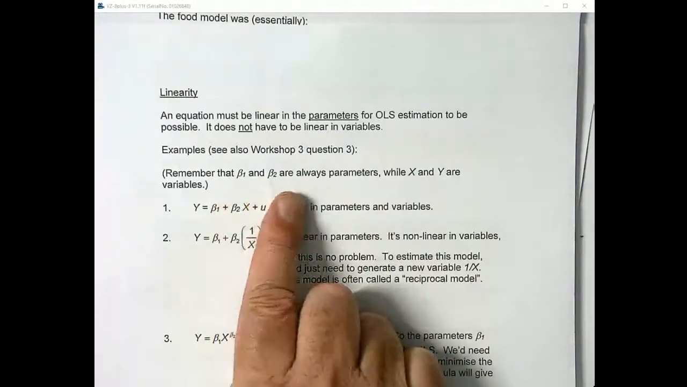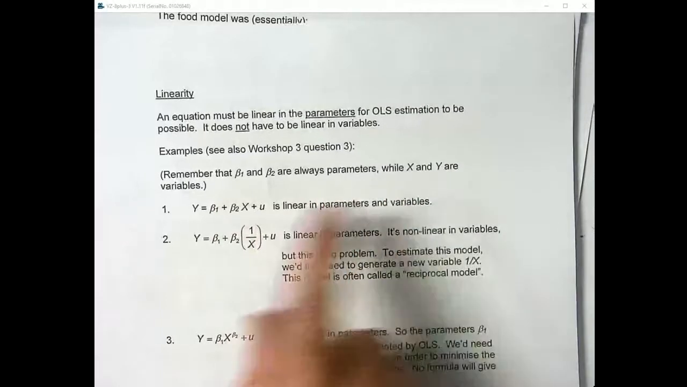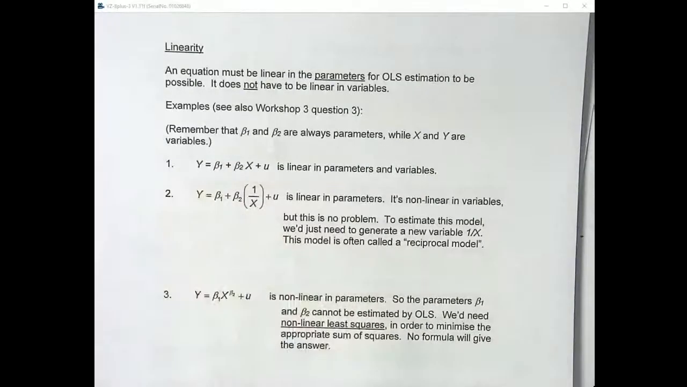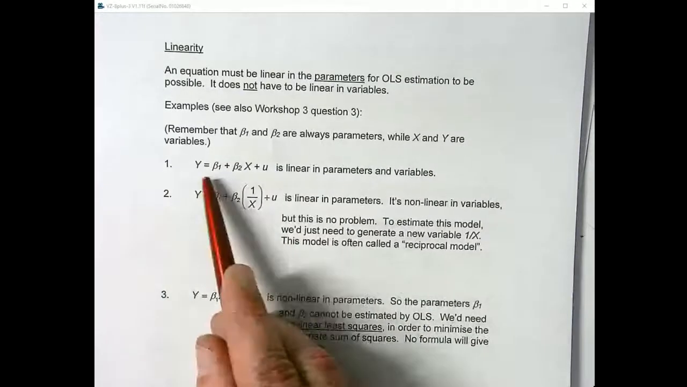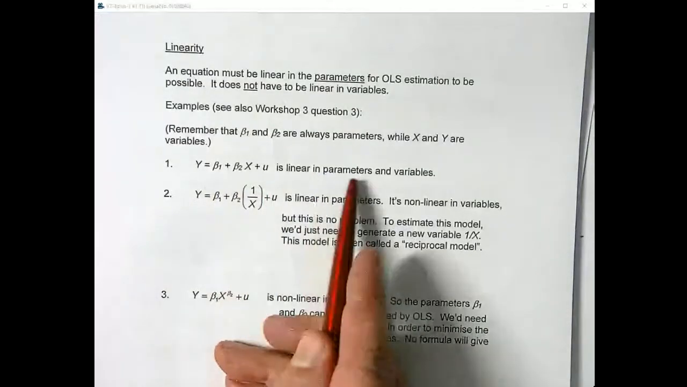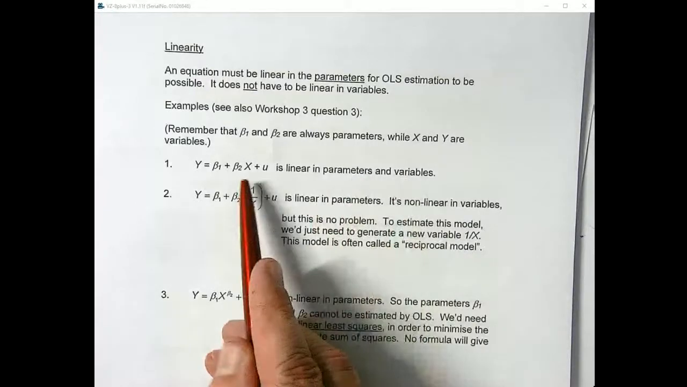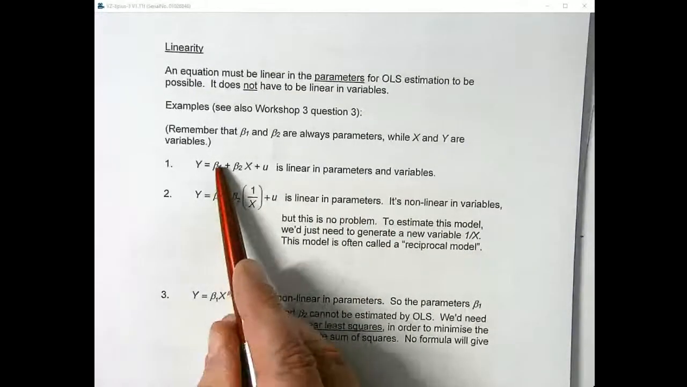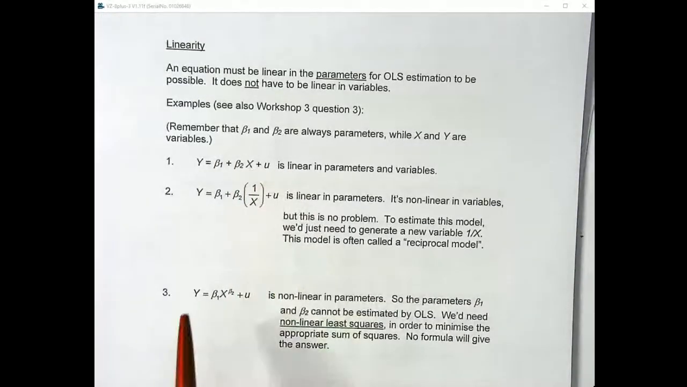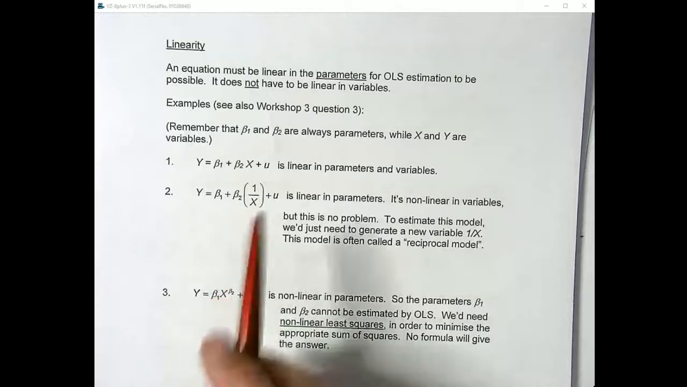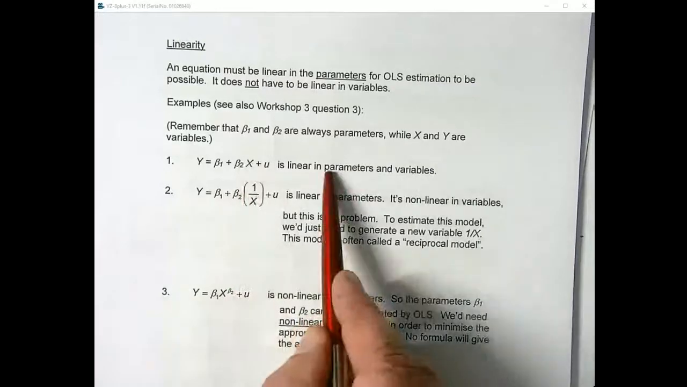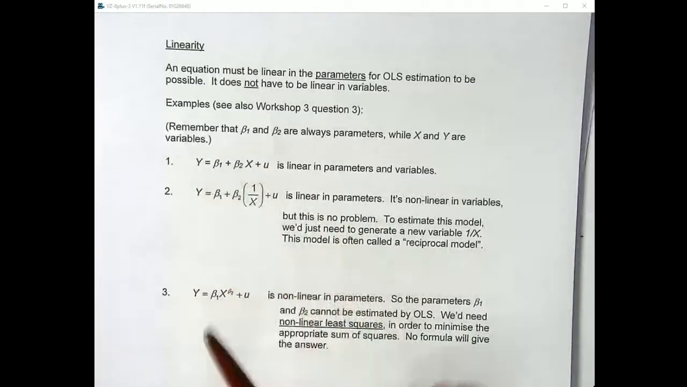Now, remember that beta 1 and beta 2 are always parameters, while x and y are variables. So the model that we've been considering so far is the simple regression model, which looks like this: Y is beta 1 plus beta 2 x plus u. This is linear in parameters and variables. It's linear in parameters because on the right we have a parameter plus a parameter times something plus something else. So obviously we know that we can estimate this model by ordinary least squares. And that's what we're interested in here because it's linear in the parameters.